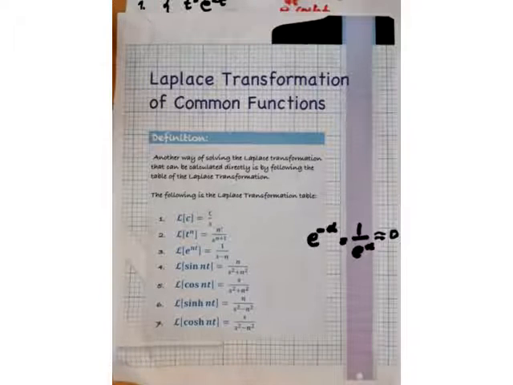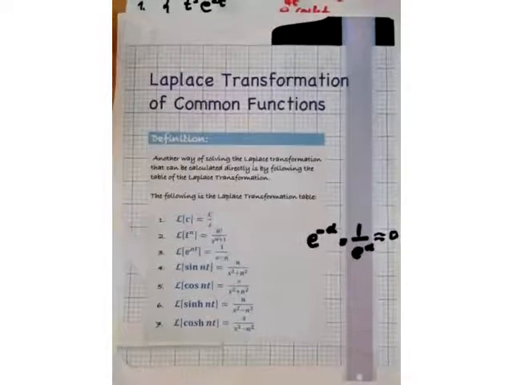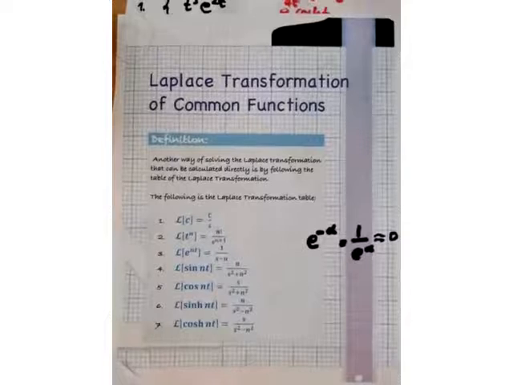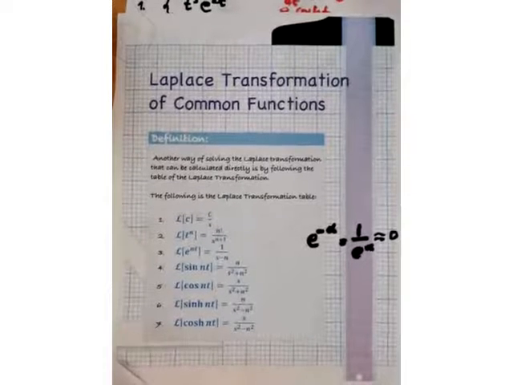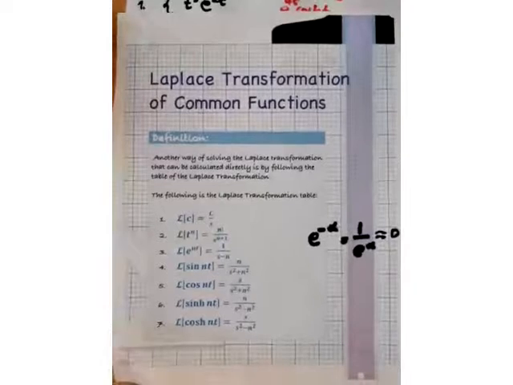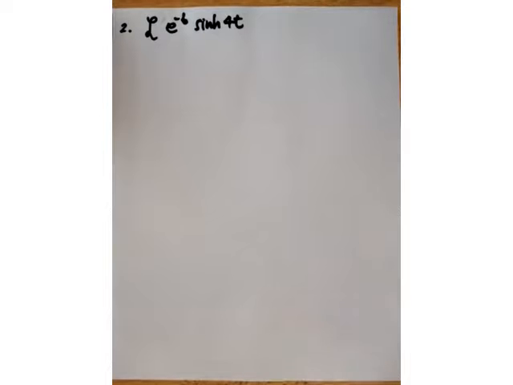Okay? Okay, so let's have another one. Number 2. Okay, so what is the Laplace transform of e raised to negative t times hyperbolic sine of 4t? Okay, so hyperbolic sine of 4t.